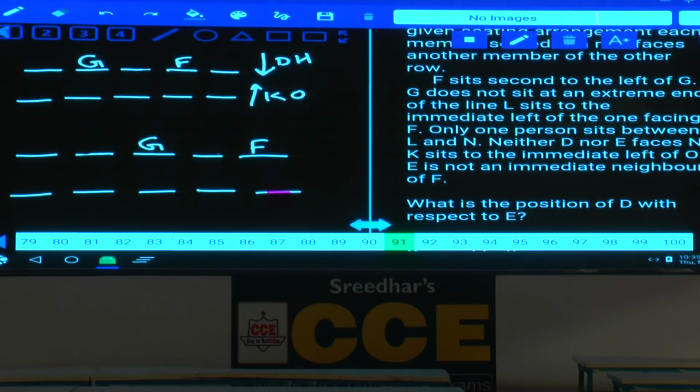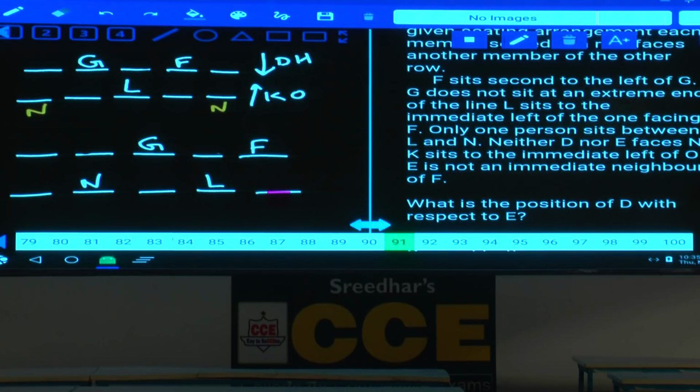L sits to the immediate left of the one facing F. Hence, in the first case, L is here. Second case, L is here. Only one person between L and N. One person between L and N is here. And in the second case, there are 2 possibilities for this N. N can be here or here, isn't it? Neither D nor E faces N.